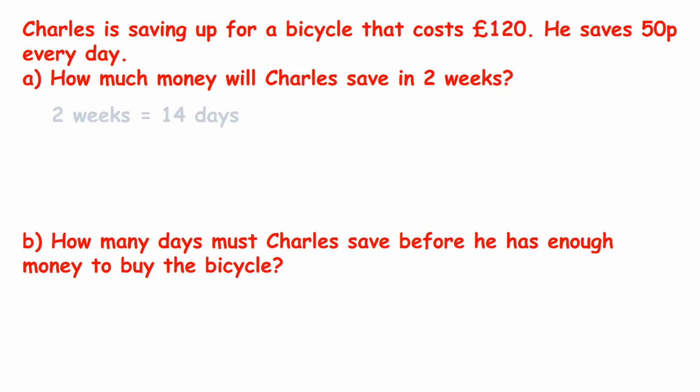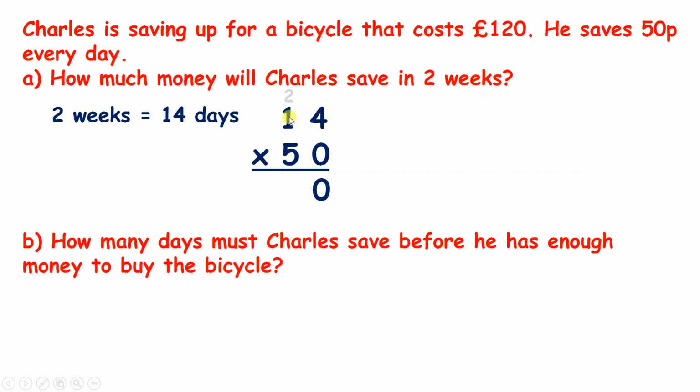Well, we know that 2 weeks is 14 days, and if he's saving 50p every day, we need to multiply that by 50. Now, 14 times 0 is 0, so rather than doing a first line of zeros for our 2-digit by 2-digit multiplication, let's put the 0 placeholder in and just multiply 14 by 5.